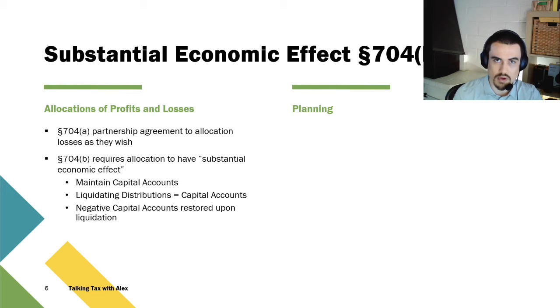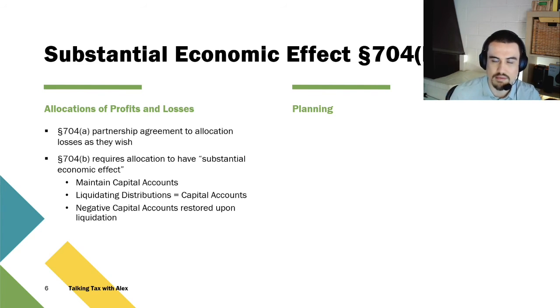So this is a big one because this basically means that you can allocate profits and losses however you want. Aaron and Brittany, although they are 10% and 90% owners respectively, the partnership agreement can say the first $500,000 of losses can go to Aaron and zero goes to Brittany until Aaron gets 500,000, then Brittany gets, then they split it 50-50.